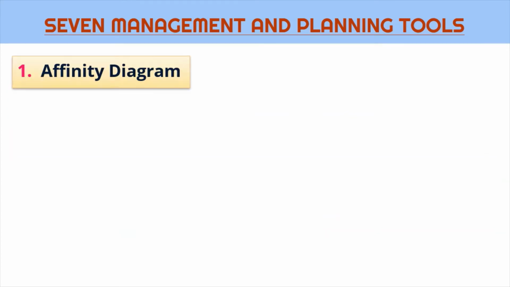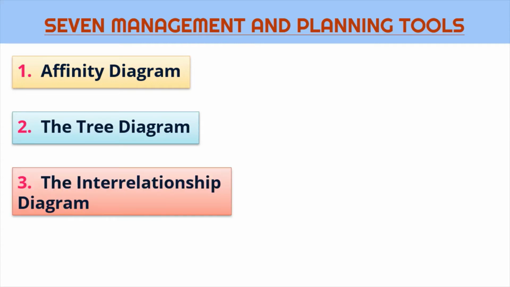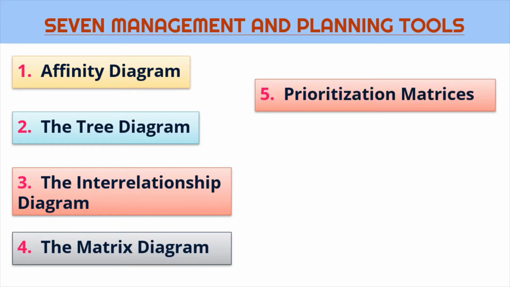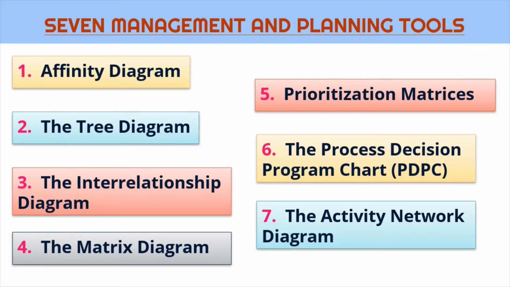Number 1. The 7 management and planning tools. Number 1, affinity diagram. Number 2, the tree diagram. Number 3, the interrelationship diagram. Number 4, matrix diagram. Number 5, prioritization matrices. Number 6, the process decision program chart or PDPC. And number 7, the activity network diagram.